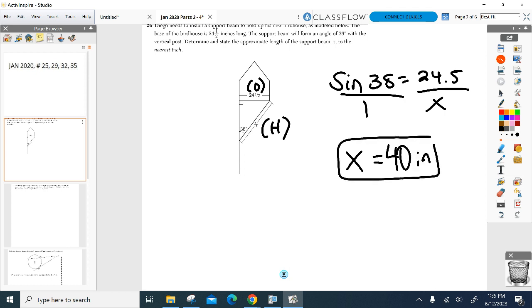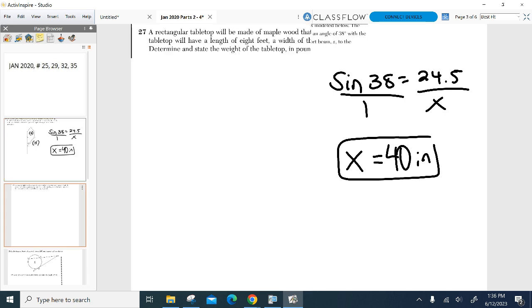And another comment here: rounding incorrectly. We don't take half points off on the Regents. It's full points only. So even if you round it incorrectly here to 39 or 41, we have to take off 1 point out of 2, as crappy as that is. So no half points are taken off here. All good, 40 inches. I think I'm going right to 27. Yep, 27.